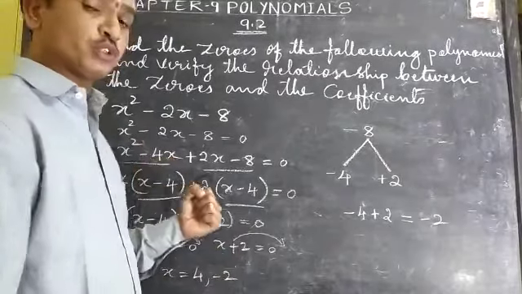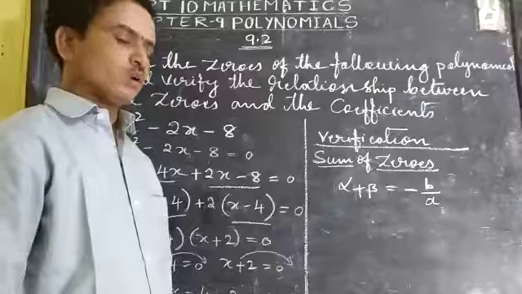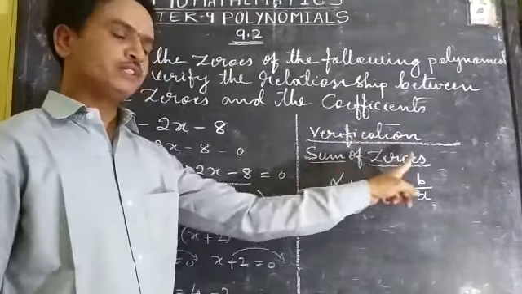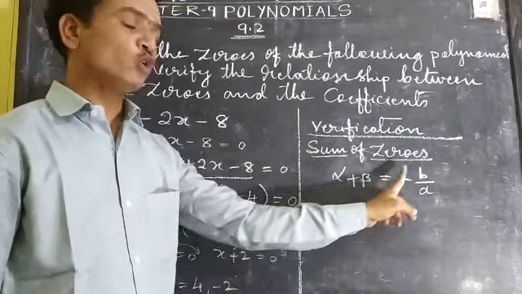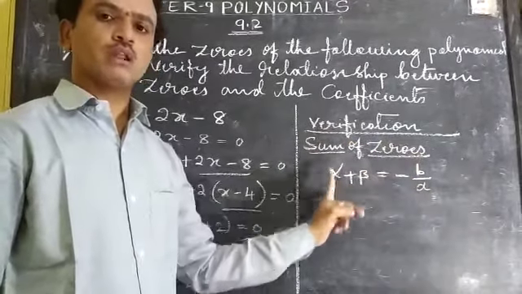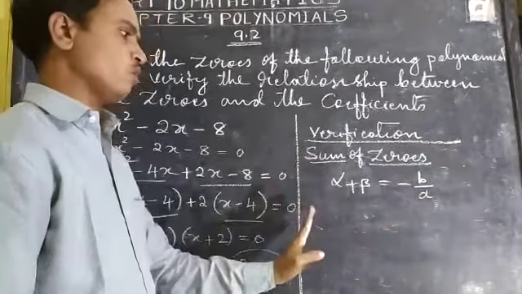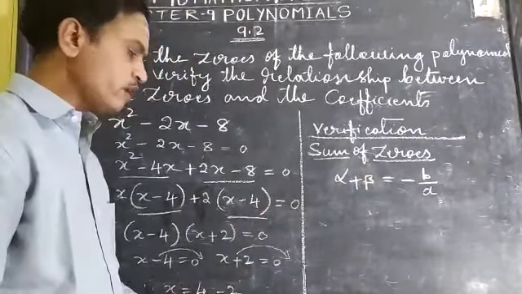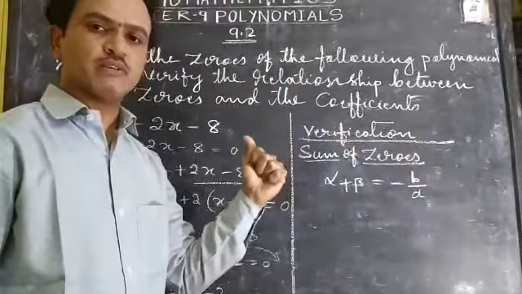Now next, what should we do? Verification. Now here come to the point of verification. You know that the sum of zeros, that is alpha plus beta, is equal to minus b by a. This is the formula. You should remember. Now we got the alpha and beta values, 4 and minus 2. The LHS side is clear. Now what we should take for the a and b values is very important.